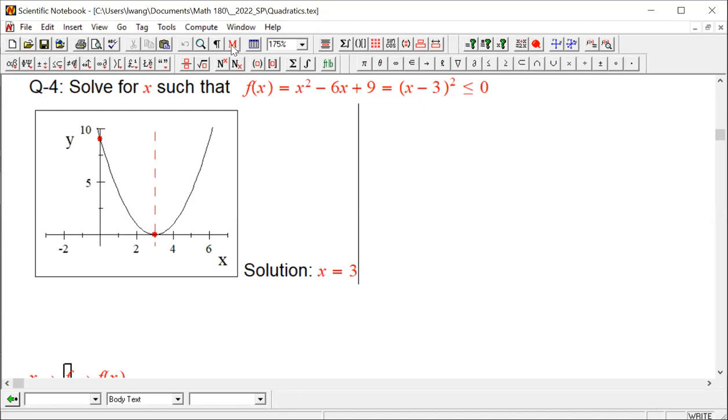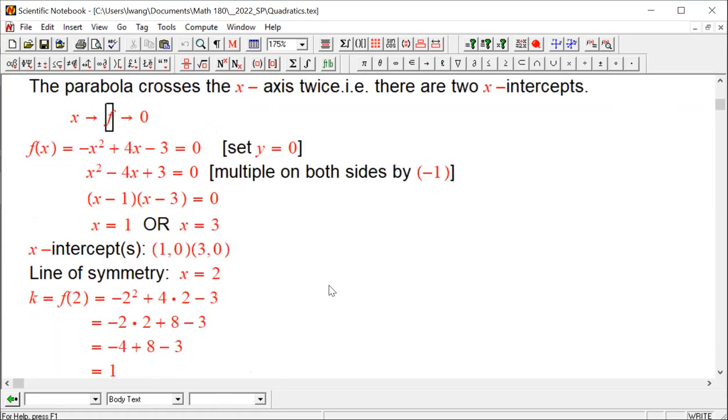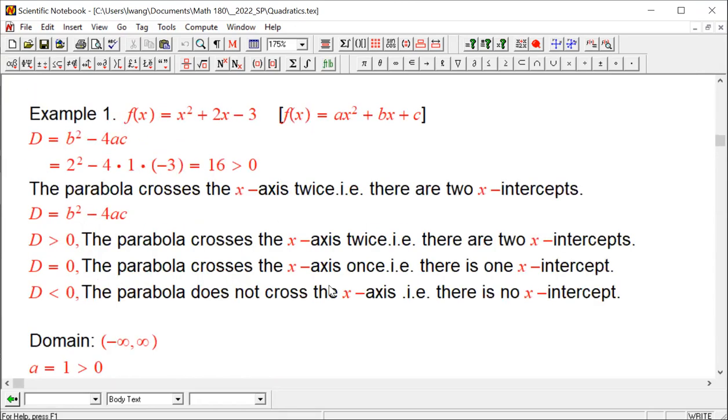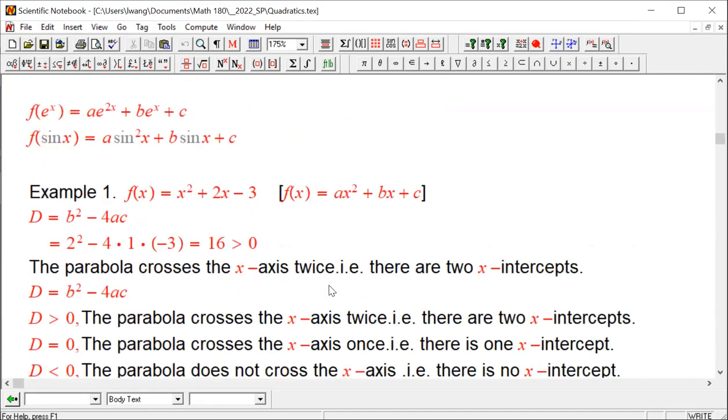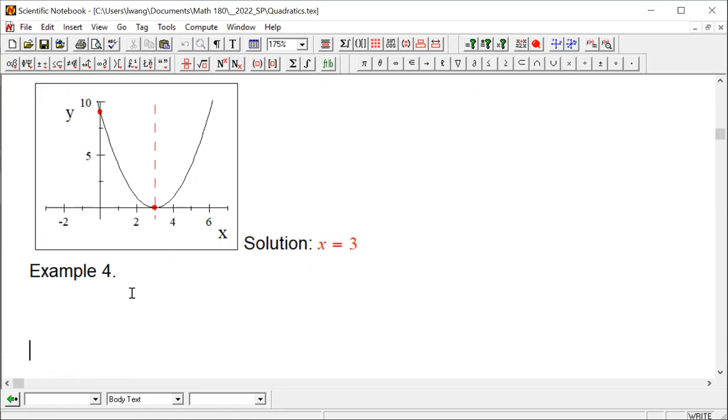I think we can do one more. Okay, so this is example number 2. Maybe I messed up. Example number 4. Okay, so this parabola is f of x equals, I got an example for you.